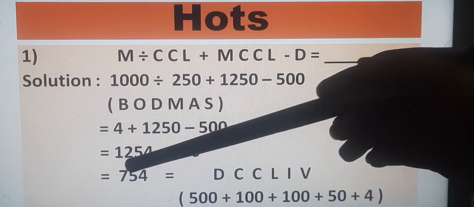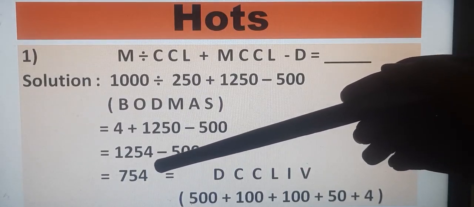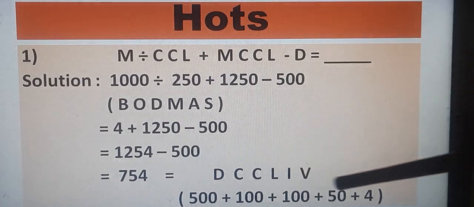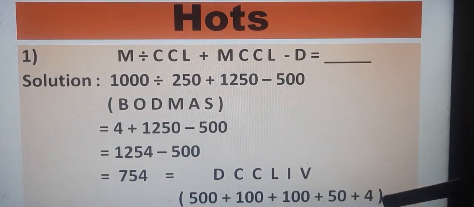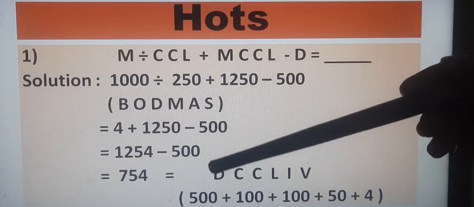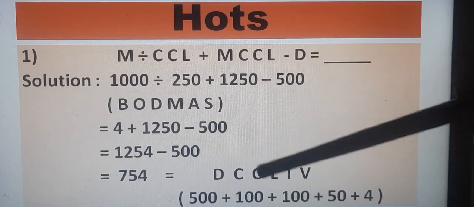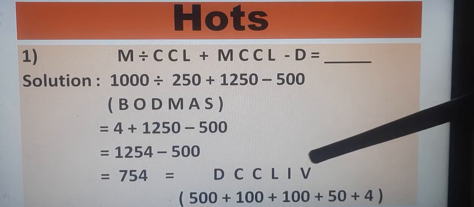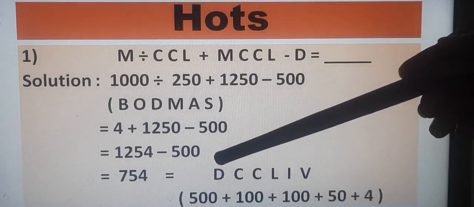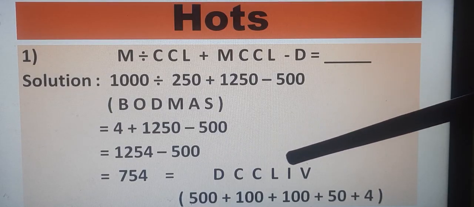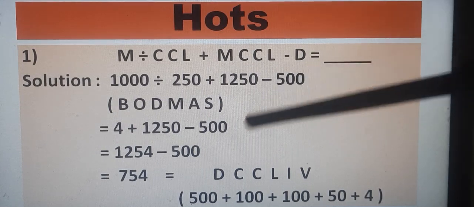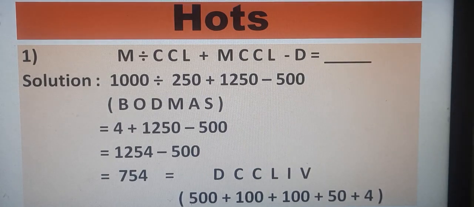700 is 500 plus 100 plus 100. Then 54, 50 plus 4. So we have written it here. 500 is D, 100 is C, C. 50 is L and 4 is IV. So our answer is DCCLIV. Without solving this, we can't reach the answer.